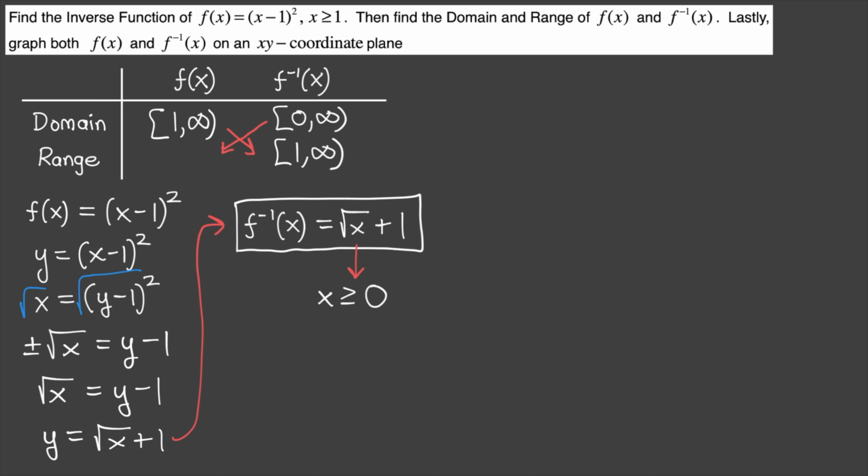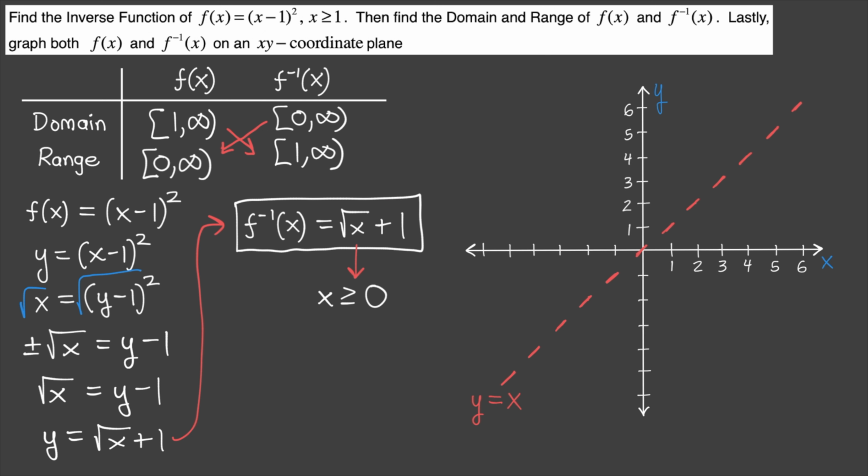And also, if that's the domain of f inverse, it's also the range of f of x. So there it is there. All right, so now we have our domain and ranges of each function. Let's go ahead and graph on an xy coordinate.